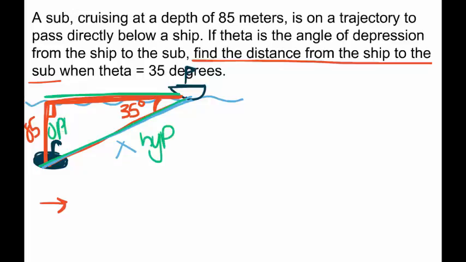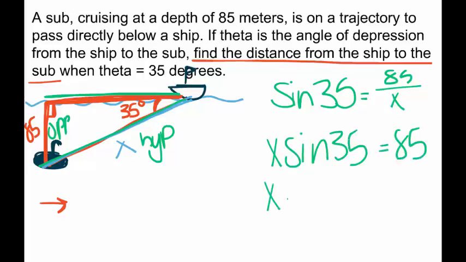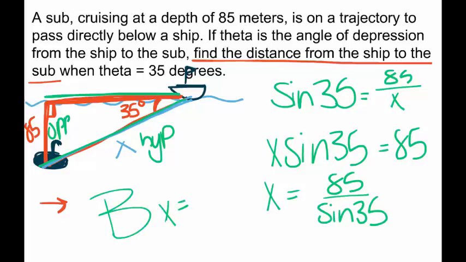We got that. Sine of 35 equals 85 over x. Even though the x is on the bottom, that's what I've got to multiply both sides by. We can do that to get rid of the fraction. So we're going to divide by the sine of 35. It says to the nearest meter, so we want the nearest whole number. That would be B, x equals 148 meters. That is how far in a straight line from the sub up to the ship it's going to be.